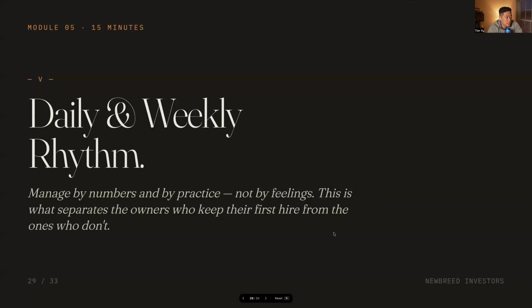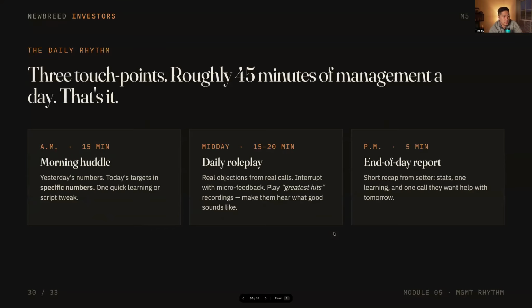So, daily and weekly rhythm. This is like how you should train, all that stuff. This is an example of what we do in our business, right? What we personally do is we actually put the morning huddle with the daily role play. So you don't have to split these up in the day. You can actually knock out the huddle and the training.